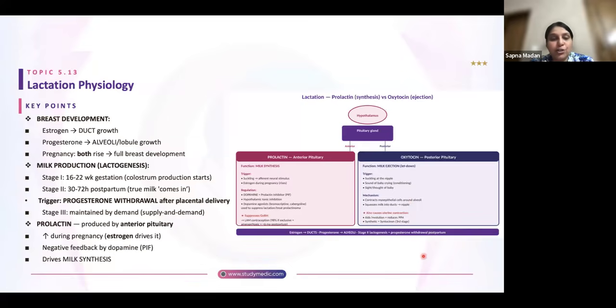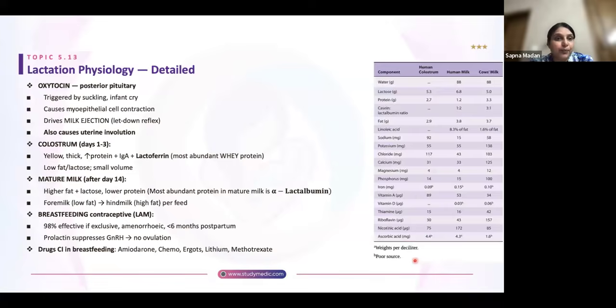So estrogen helps in ductal growth, progesterone in alveolar growth, and stage 2 lactogenesis is because of progesterone withdrawal. Again, we've discussed oxytocin, which is released from the posterior pituitary. It also causes uterine involution.